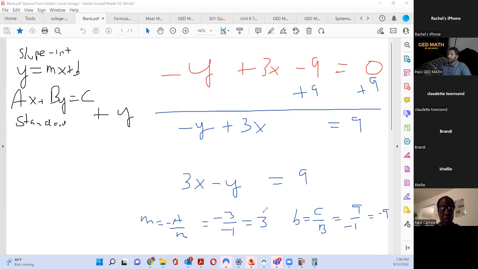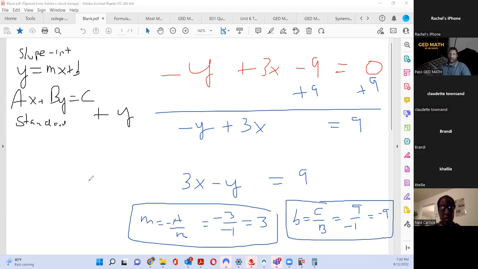Did we still get the same slope? 3. Did we still get the same y-intercept? Yes. Just remember, a linear equation isn't always in standard form. A linear equation isn't always in slope-intercept form. What I gave you were shortcuts if they were given in slope-intercept form or standard form. So what you need to be able to do is modify the equation to be in one of those forms. Then you can easily find the slope and y-intercept. Everybody understand that?